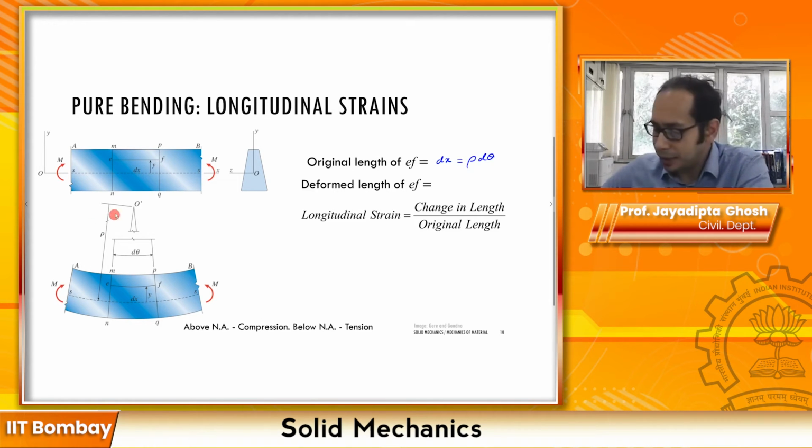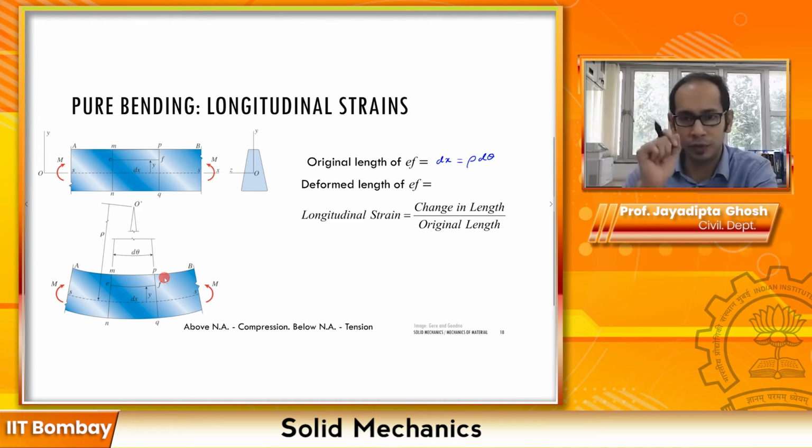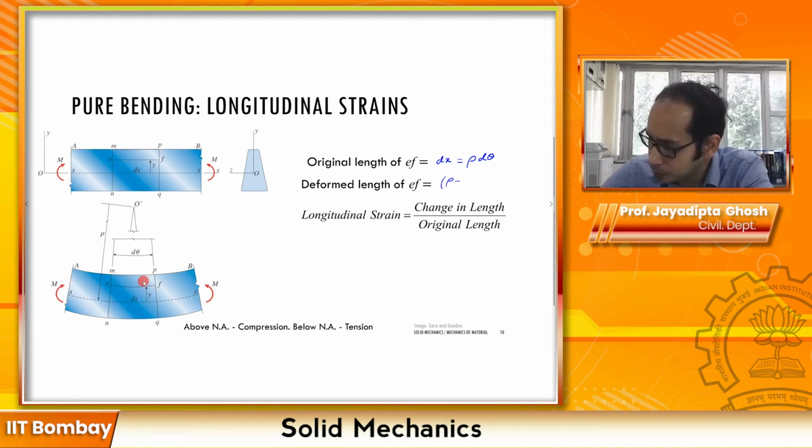Correct. Now let's take a look at the same line EF again. What is the deformed length of EF? Now this EF is at a distance y from the neutral axis. After this beam has bent, this EF has undergone a shortening. That's what we have seen, that above the neutral axis the lines undergo shortening. And what is going to be the length of this EF over here? That can also be easily calculated. That is going to be rho minus y times d theta. So EF is going to be rho minus y d theta.